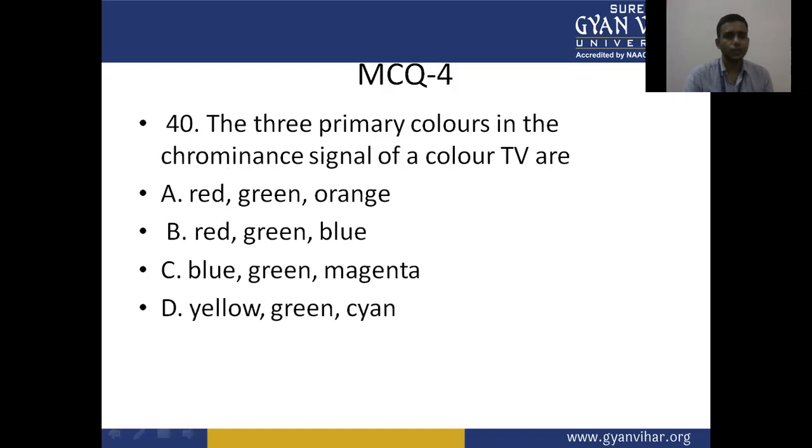Question number four. The three primary colors in the chrominance signal of a color TV are A, red, green, orange, B, red, green, blue, C, blue, green, magenta, D, yellow, green, cyan. So three primary colors we have discussed at the starting of the transmitter section, where we have a dichroic mirror. This is a special type of mirror which splits the three signals from the light.